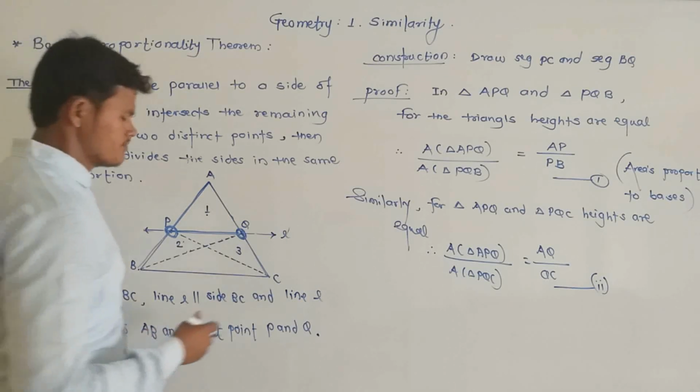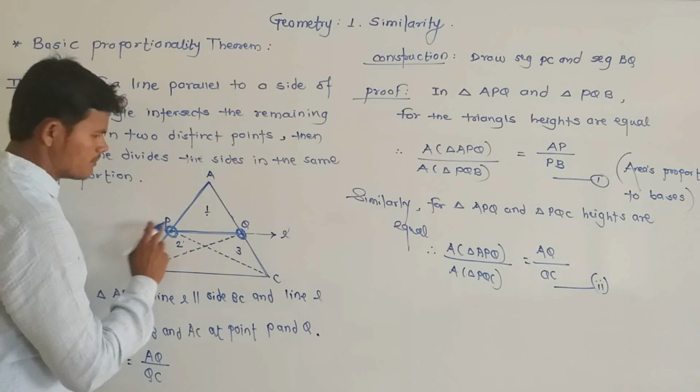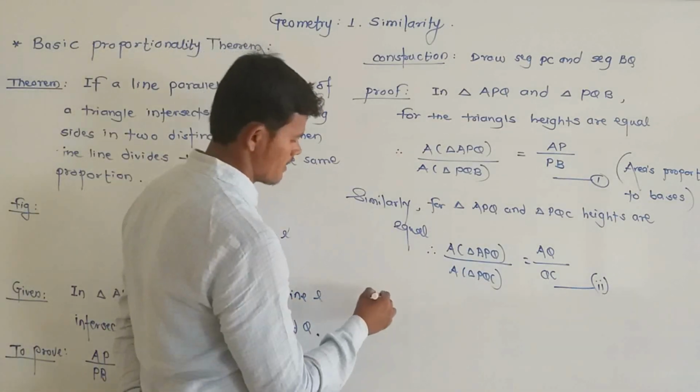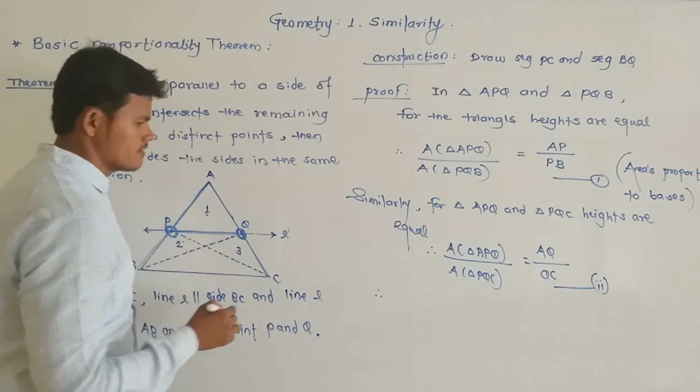Okay. Now consider the last pair, that is triangle PQB and triangle PQC. For triangle PQB, consider the figure.